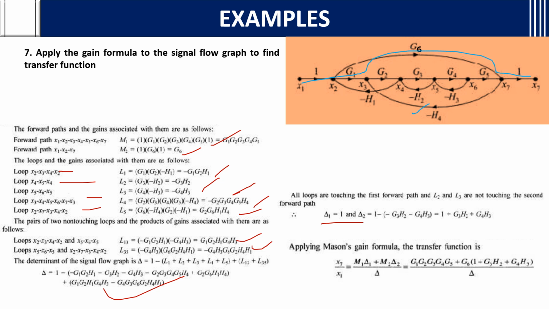What are those loops? This is not touching, this is not touching, these two loops are not touching. That is the G3H2 and G4H3 are not touching. Right? Again, this is touching. So these are the loops which are not touching to the second forward path. So you will take 1 minus that with respect to non-touching loops to that forward path. Then you'll mention the gain formula, substitute all the values which you got, you'll get the transfer function.